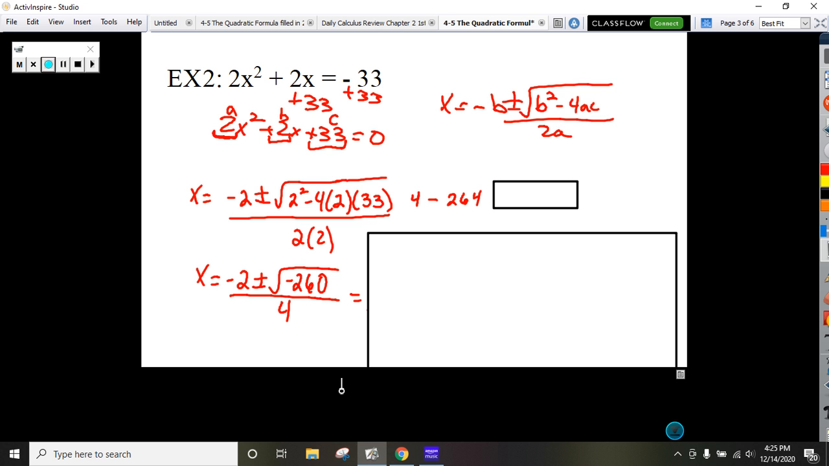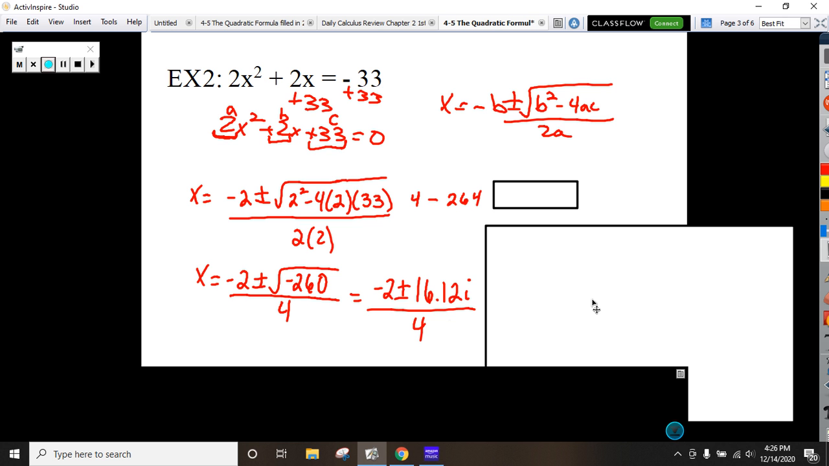So now we're going to take the square root of -260, which we talked about last week when we introduced the i. Whenever you have a square root of a negative, you do have to change that into an i. So we're going to take the negative off, change it into an i, and take the square root of 260, which is 16.12, and then we keep that i with it to show that it was negative to start with. I took the square root of 260, but I keep the i to show that it was negative to start with. So I have -2 plus or minus 16.12i over 4.